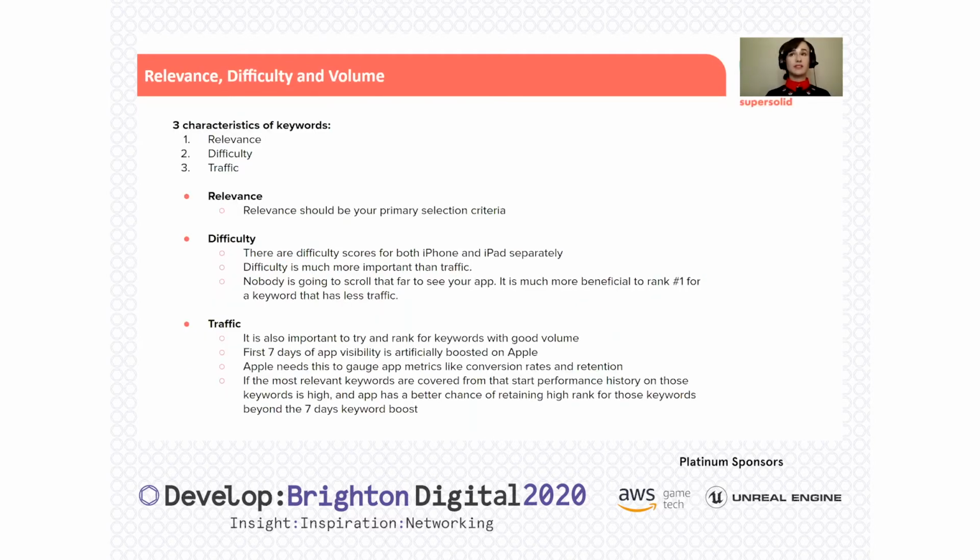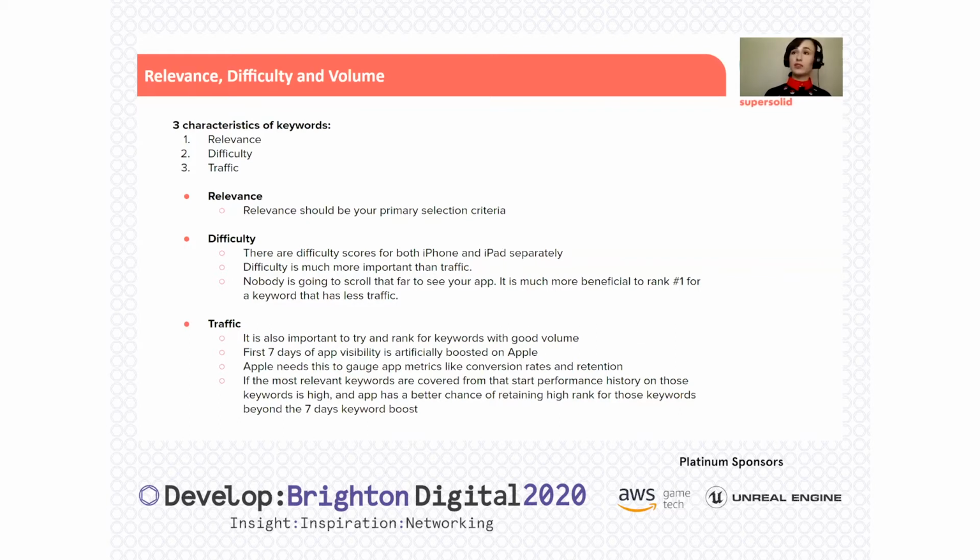So relevance, difficulty, and volume, these are the 3 characteristics. Relevance should be your primary selection criteria. Is this keyword relevant to your app? And secondly, how difficult is this keyword to rank for? iOS ranks iPhone and iPad separately, so you do have to look at them separately.